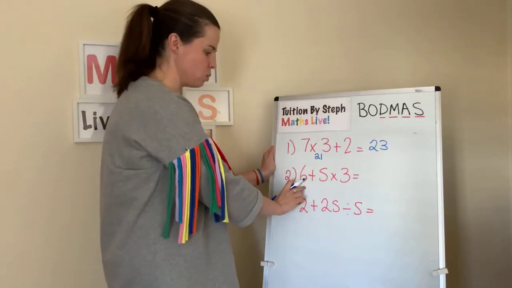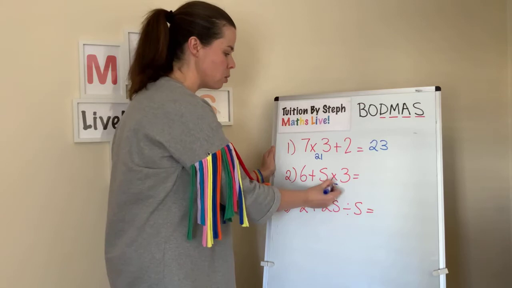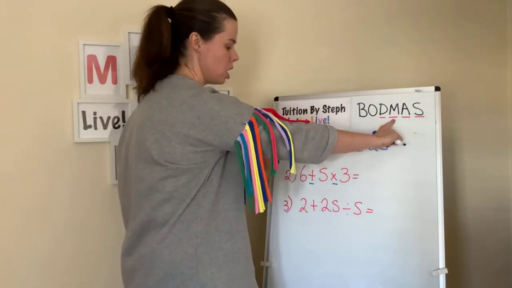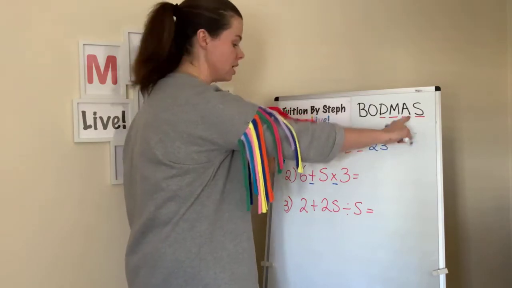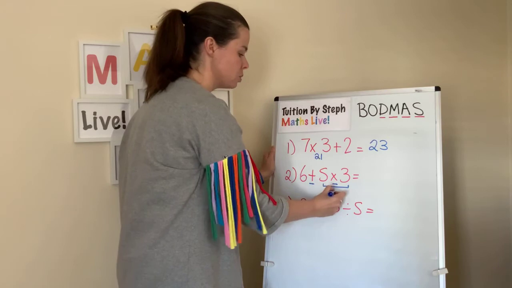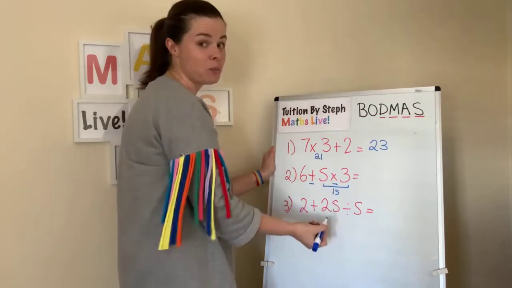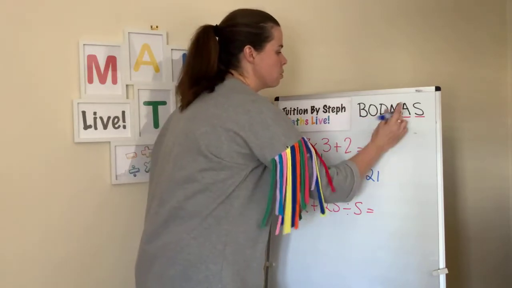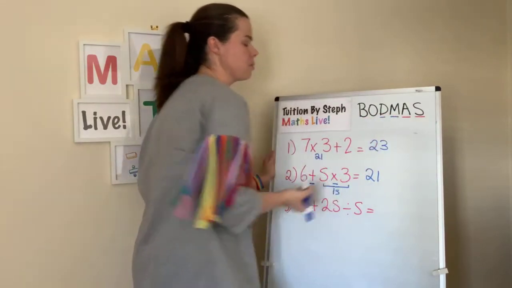Now it's the next one. Can you see there's multiplication and there is addition? And multiplication comes before addition in the rules. So we've actually got to do the 5 times 3 bit first, which is 15. And then we add the 6. So it's 21. What I'm actually going to do is put those in different colours. That might be a bit more helpful.